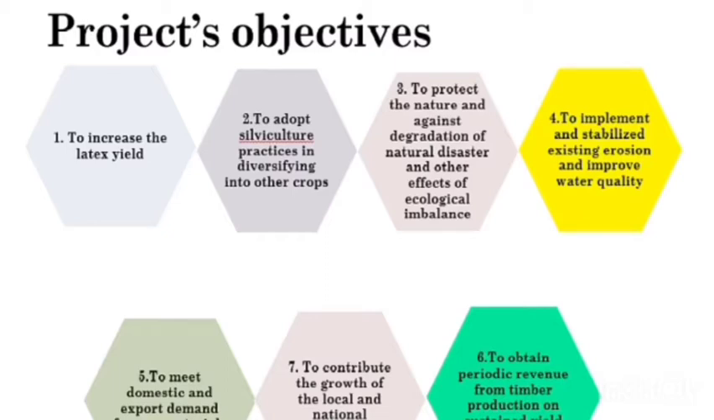Second, to adapt silviculture practices in diversifying into other crops in areas that may not be suitable for rubber trees, with consideration of biological diversity conservation. Third, to protect nature against degradation from natural disaster and other effects of ecological imbalance. Fourth, to stabilize existing erosion and improve water quality. After that, to meet domestic and export demand for raw materials.